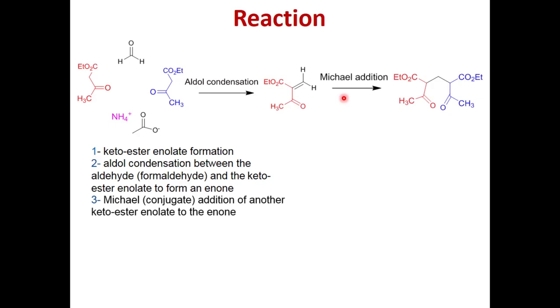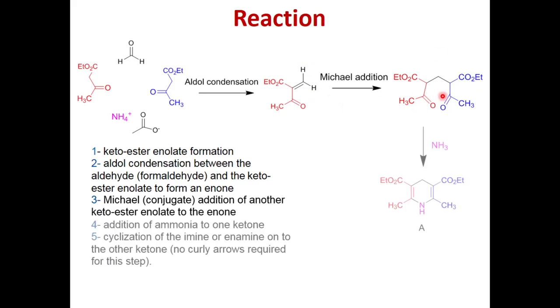We then get a Michael addition of the enolate from the blue keto-ester to the product of our first step. So we get our Michael addition to give us this intermediate. And then step 4, we have addition of ammonia to one of the ketone groups. And then we get cyclization across to close the ring and give us compound A.